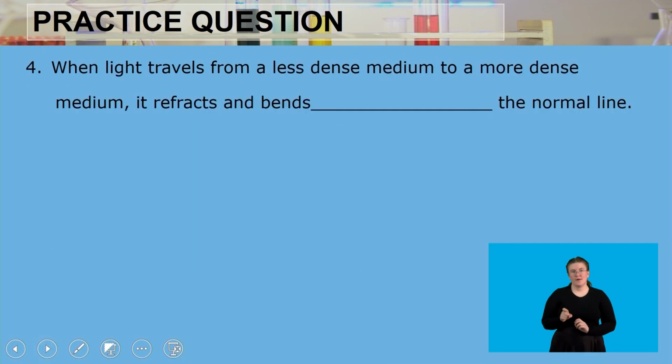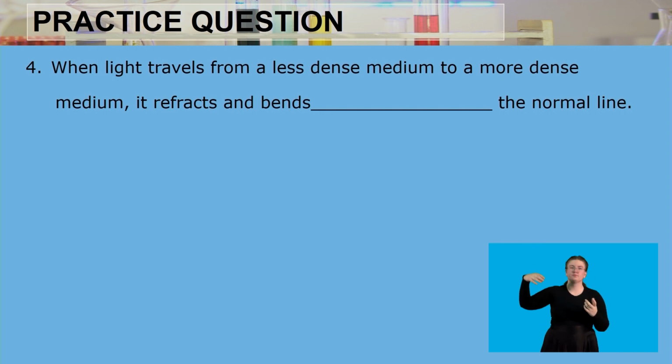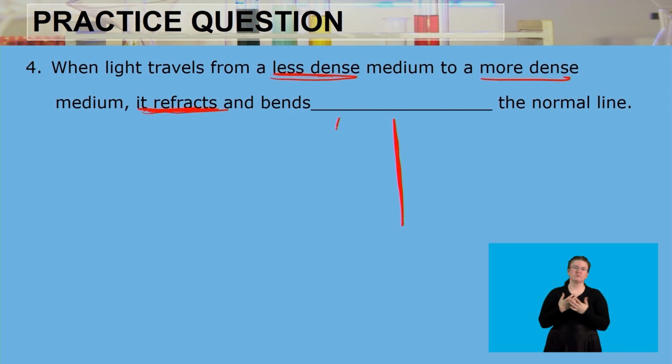So, next question. When light travels from a less dense medium to a more dense medium, it refracts. Remember the refraction of light, that's the slowing down of light, changing direction, and bending of light. So it refracts and bends something the normal line. Now we can have 2 options. If this is your border of the 2 different mediums, and this light is moving from a less dense to a more dense, we can talk about air and water. There must be an imaginary line, and that line is going to be our normal.